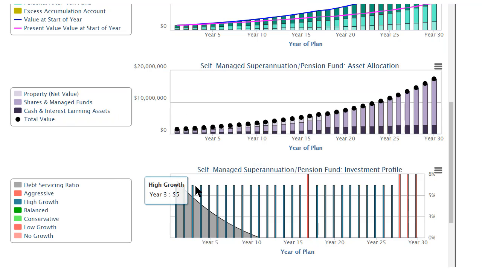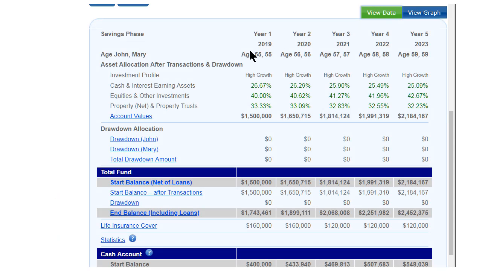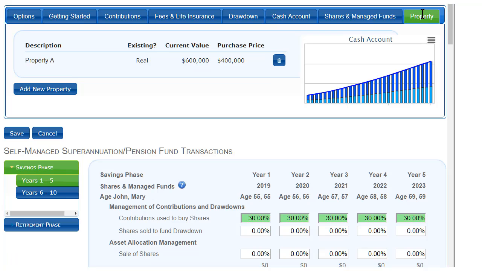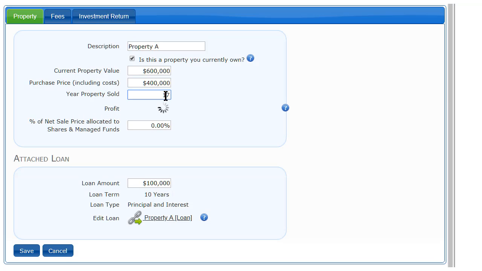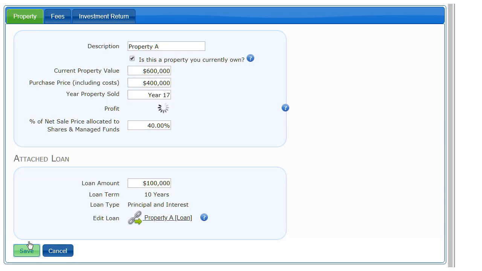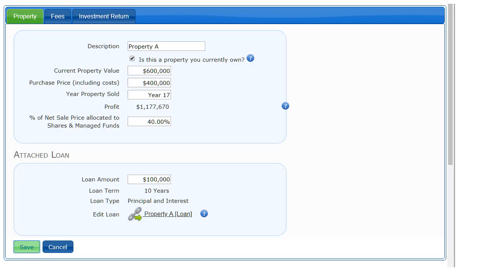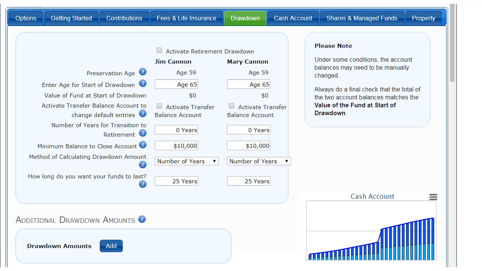For the first 10 years of the plan, the investment profile has been calculated as high growth. That is, the fund has between 20 and 40% of the funds held in cash. The actual percentage for each year is also displayed. Before commencing the drawdown strategy, the first priority should be to plan an exit strategy for real estate. The property is sold in year 17, with 40% of the net proceeds being allocated to shares and managed funds.